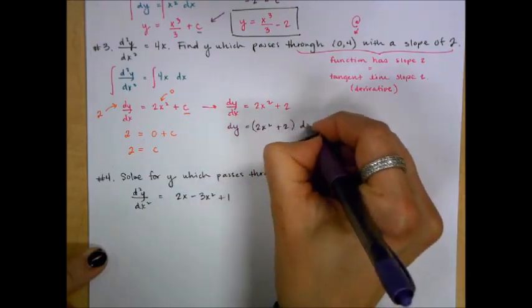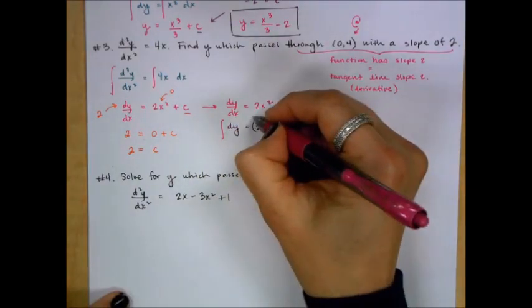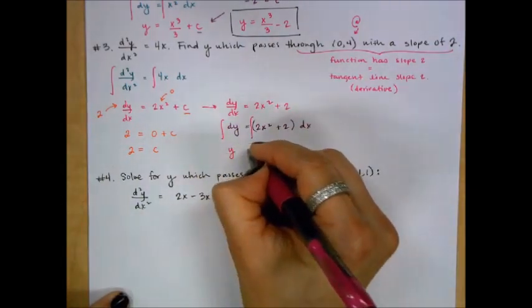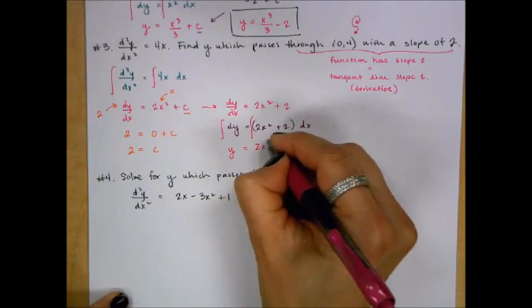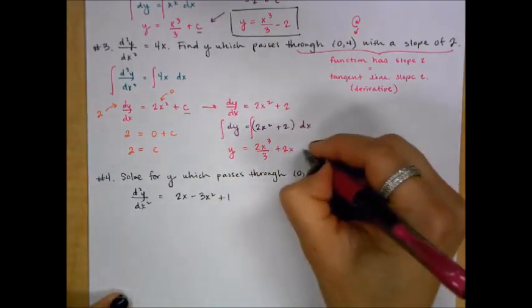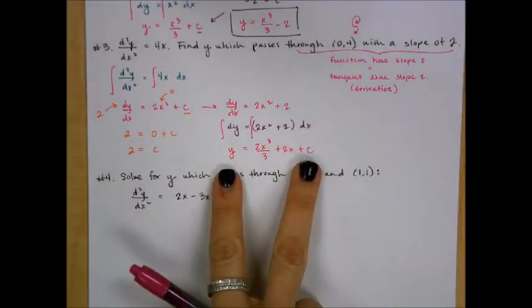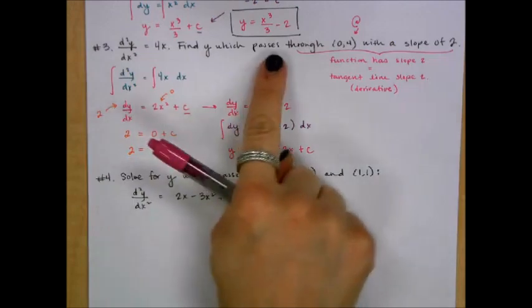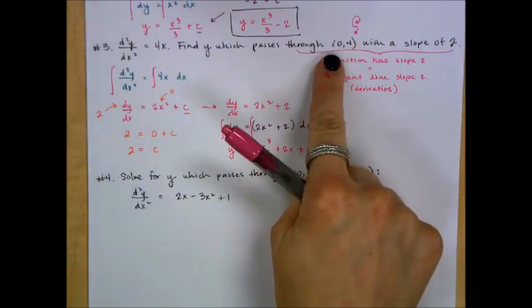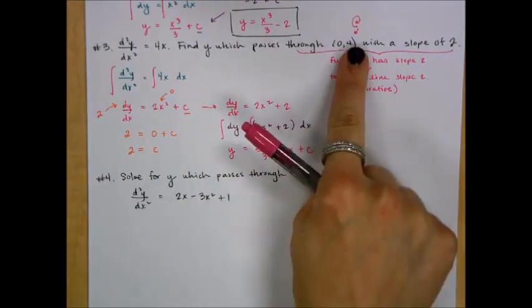And then we can integrate again. So we have y is equal to 2x cubed over 3 plus 2x plus c. So now in the initial condition, we're told that y also passes through the point (0, 4). This is x and y. So when x is 0, y is 4. So we'll plug in these values.